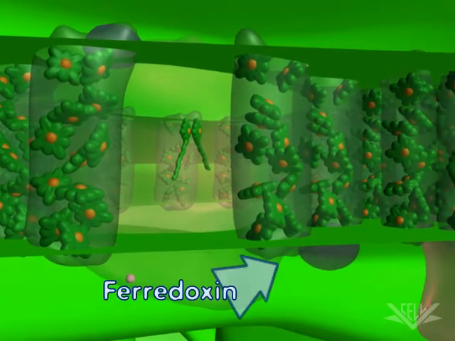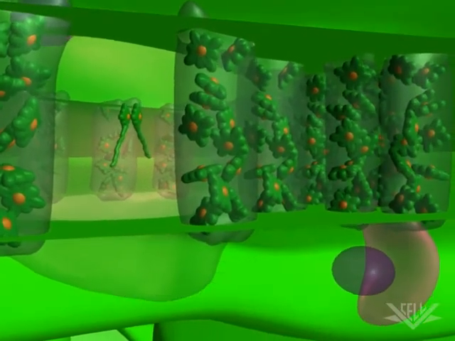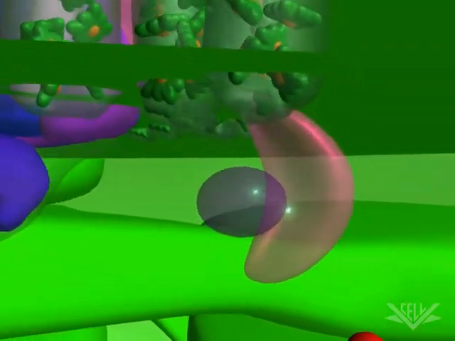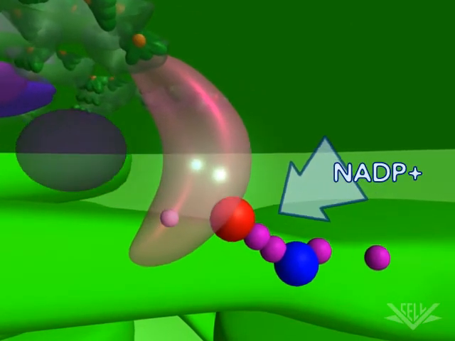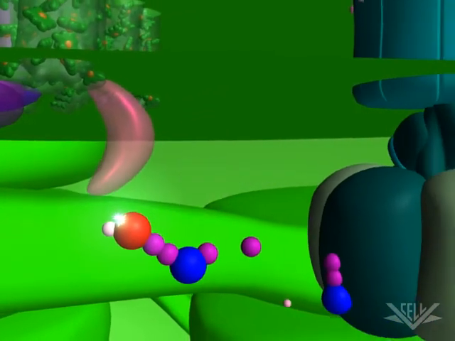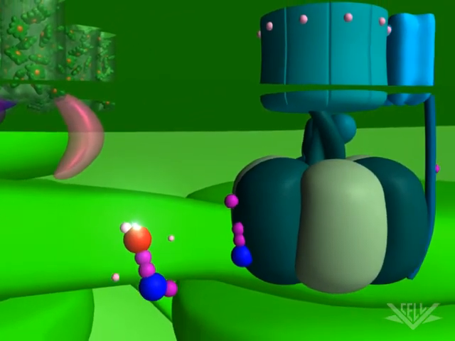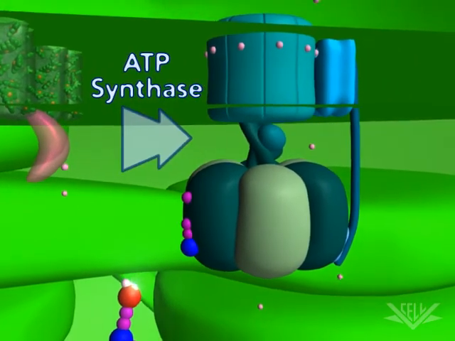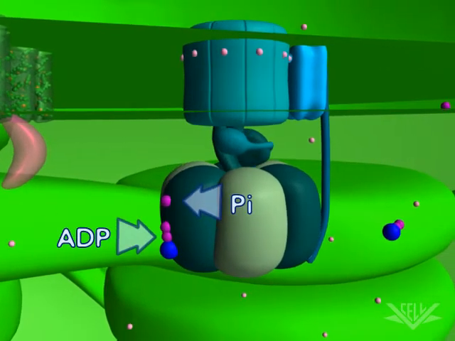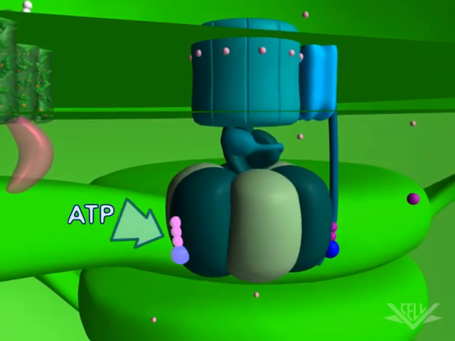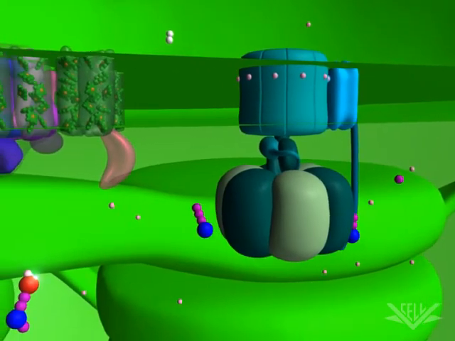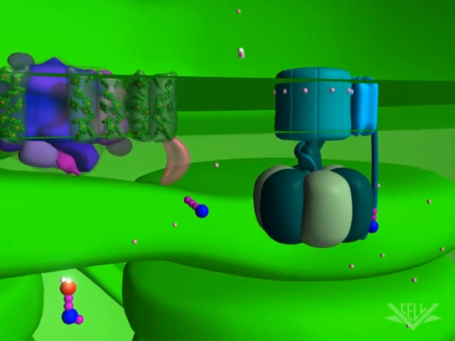Ferredoxin then transfers the electrons to the ferredoxin NADP reductase, also known as FNR. After 2 electrons are transferred to FNR, NADPH is made by adding the 2 electrons and a hydrogen ion to NADP. The gradient created by the electron transport chain is utilized by ATP synthase to create ATP from ADP and PI. This is similar to the way ATP is synthesized in the mitochondria. ATP, NADPH, and molecular oxygen are the final vital products of photosynthesis.